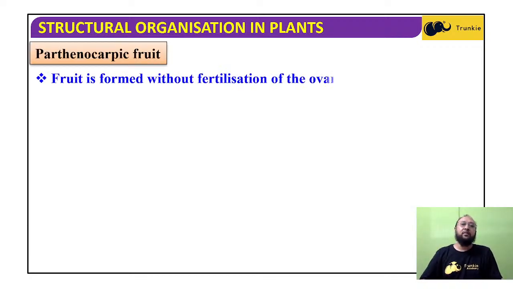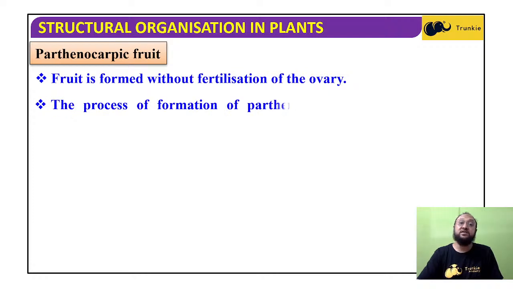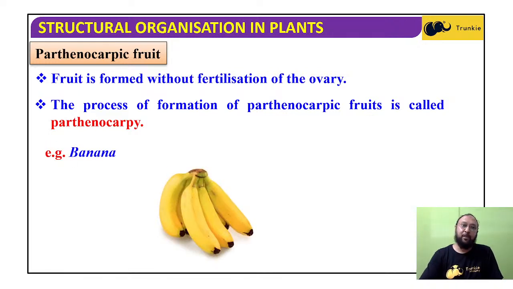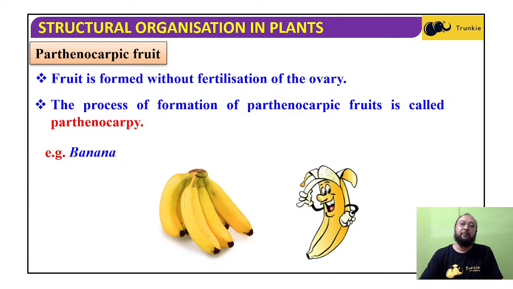Parthenocarpic fruit is another type. The fruit is formed without fertilization of the ovary, so it is called a parthenocarpic fruit. The process of formation of parthenocarpic fruit is called parthenocarpy. The best example is the banana, which is formed by parthenocarpy and is called a parthenocarpic fruit.